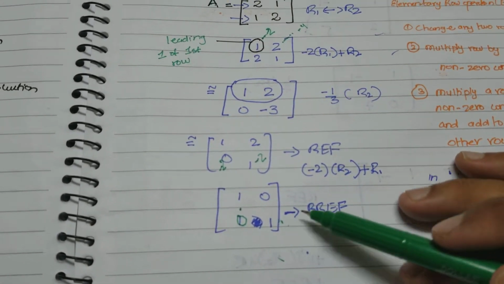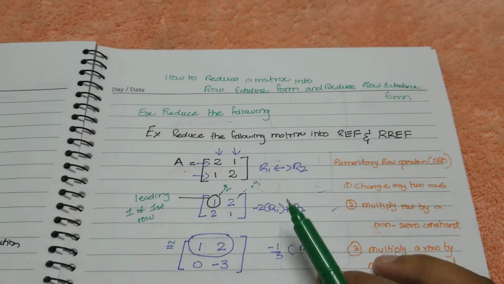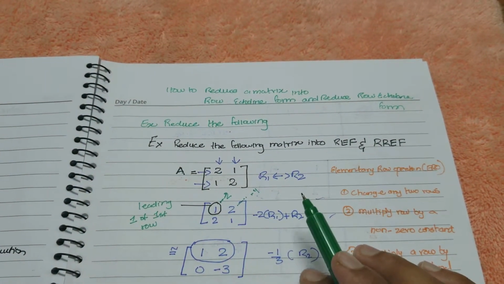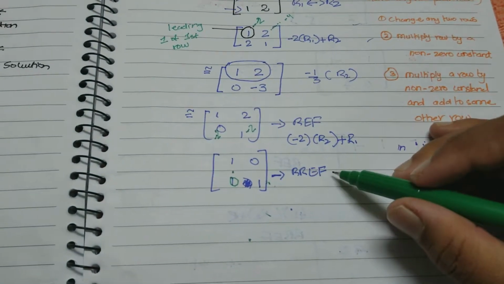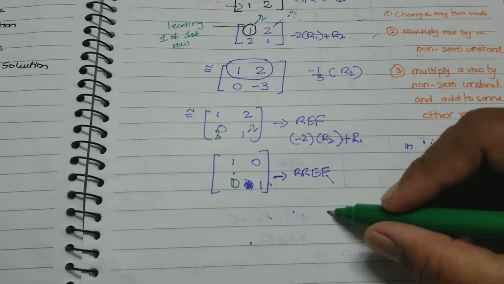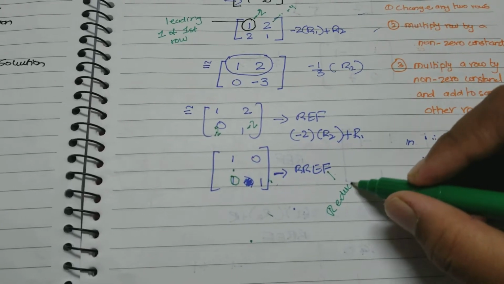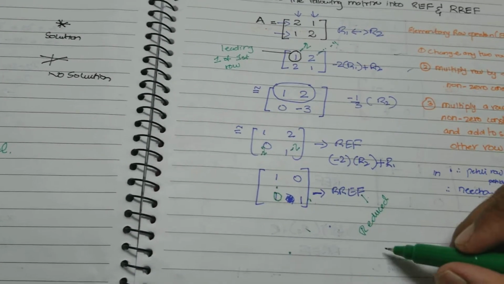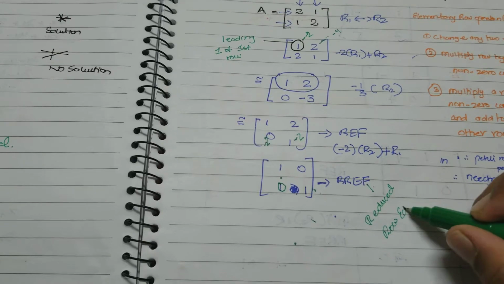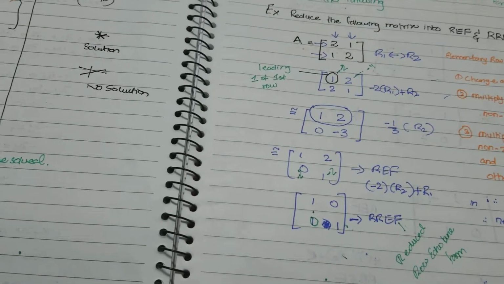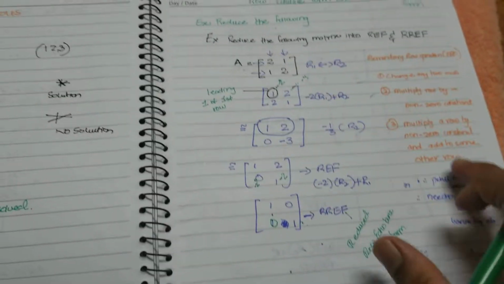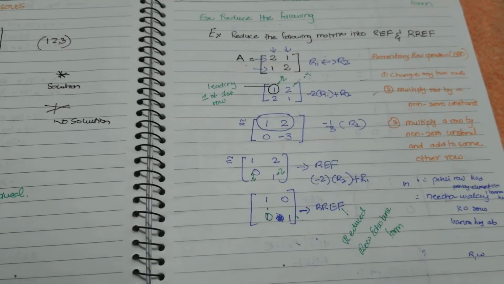So this is your reduced row equivalent form. Okay, but we have to remember that these conditions have to be satisfied.